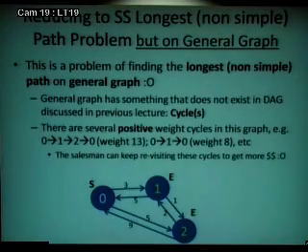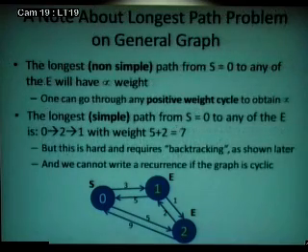Okay, so if the problem is changed, if I restrict the problem to finding the longest simple path, and this is the explanation of what I said just now. This graph has a positive cycle, so you can keep cycling there to get infinite money, right? So the longest non-simple path from source to any vertex E will have infinite weight, because you can take any positive weight cycle to get infinity.